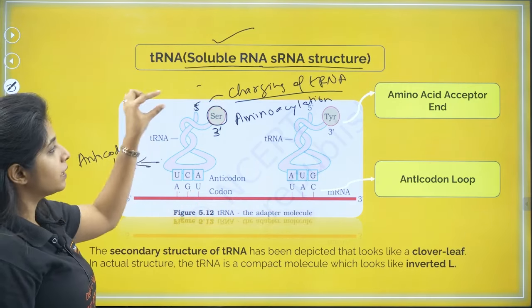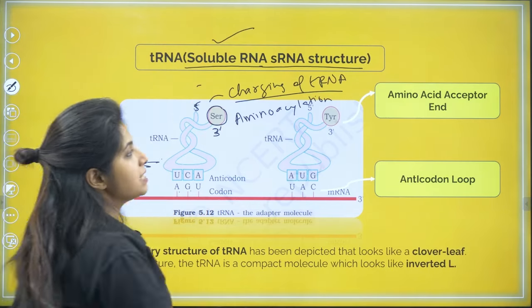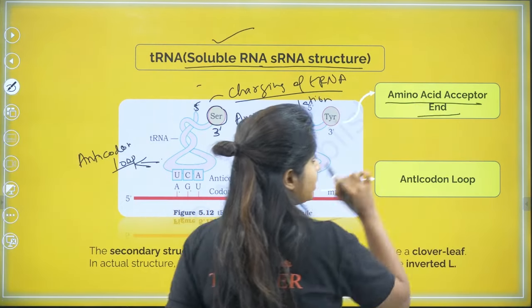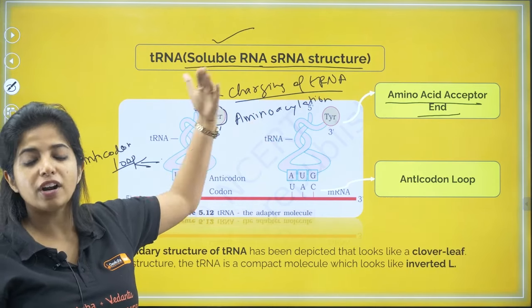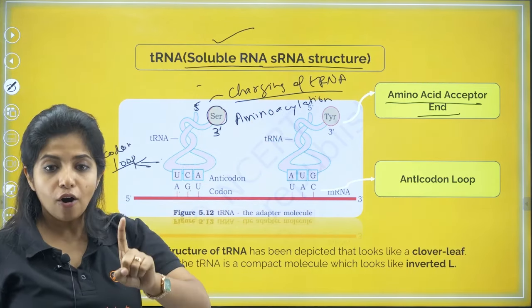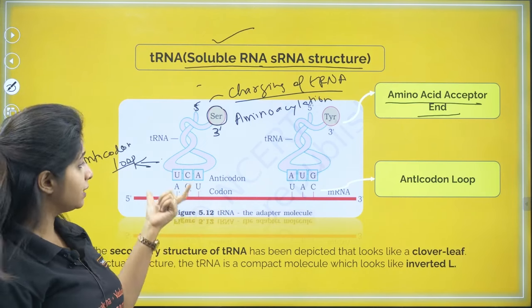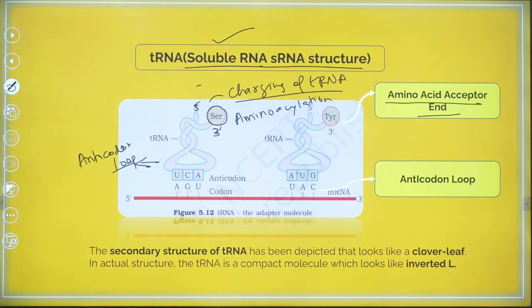So, always remember the 3' end of the tRNA is the amino acid acceptor end, and the amino acid comes and joins with the help of charging of tRNA or amino acylation, and this is happening in the first phase of translation, and this is the anticodon loop.